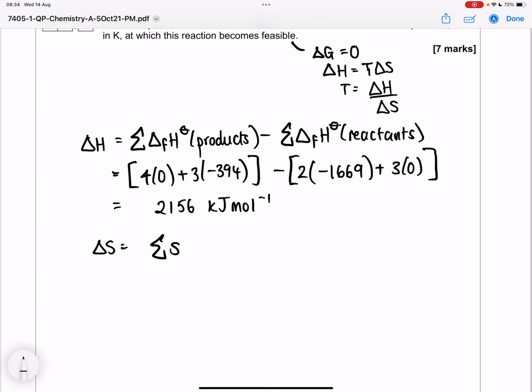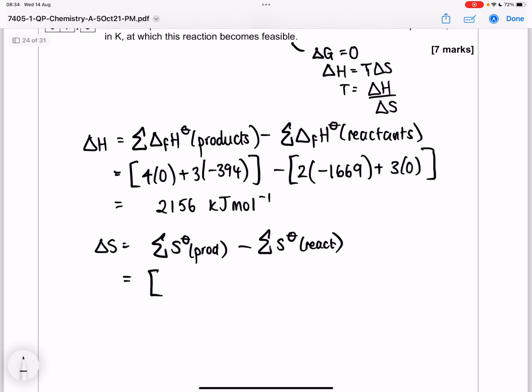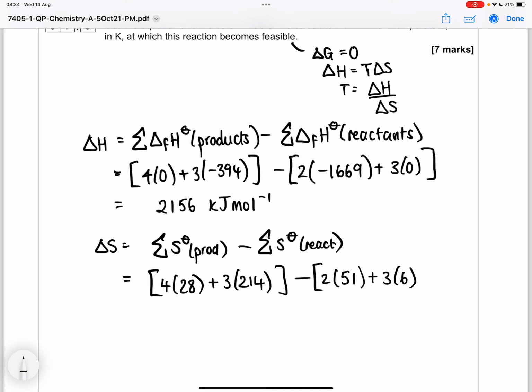Then we're going to do delta S in a similar way. It's the sum of the entropies of the products minus the sum of the entropies of the reactants. So we're going to do a similar calculation. So 4 lots of 28 and 3 lots of 214 minus 2 lots of 51 and 3 lots of 6.